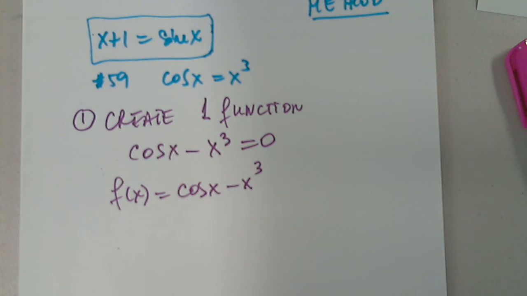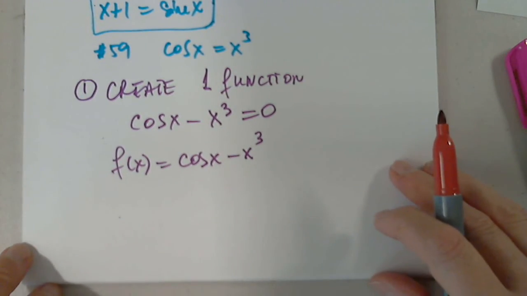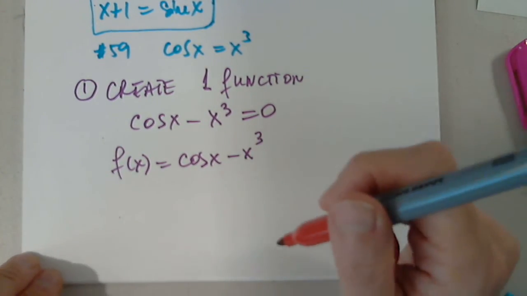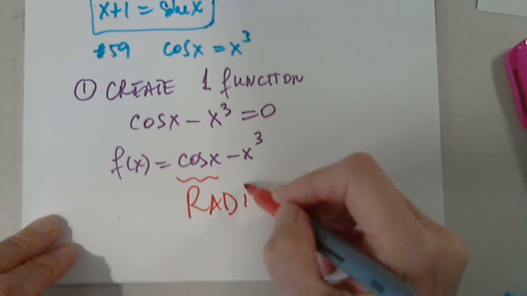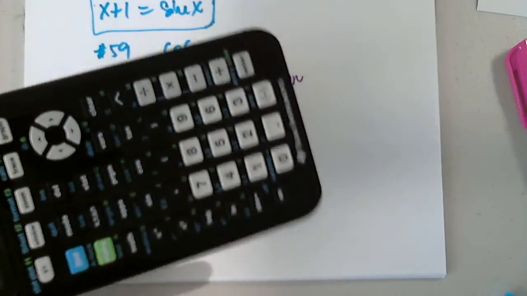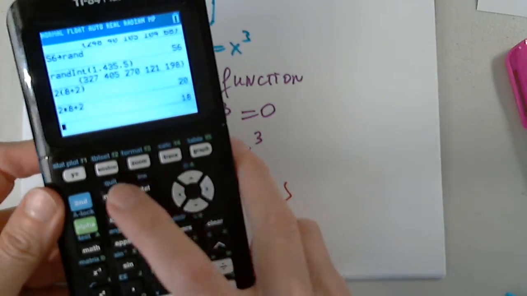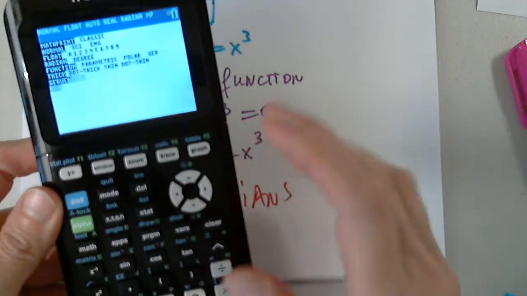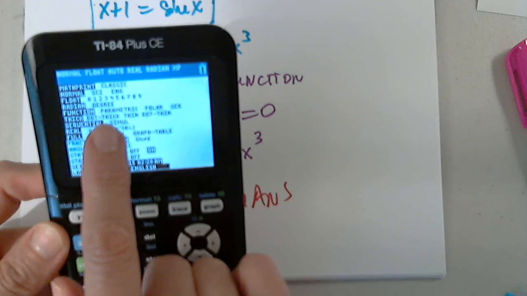In calculus, when we use cosine or trig functions, we do not use degrees. We use radians. So please remember to set your calculator to the radian mode. Go to mode and make sure your calculator is in radian mode, not degree.